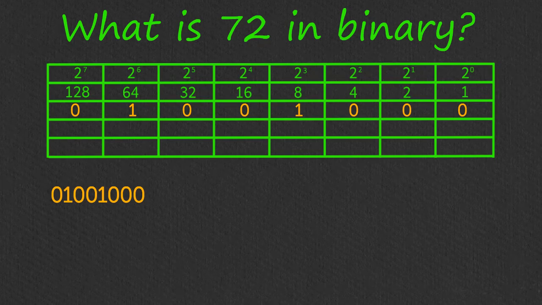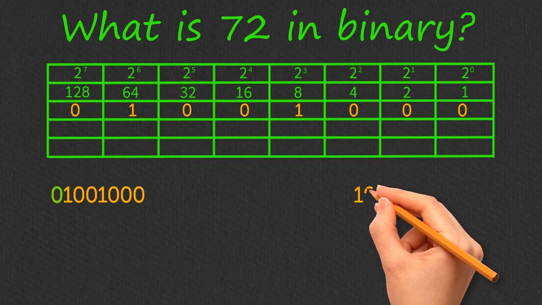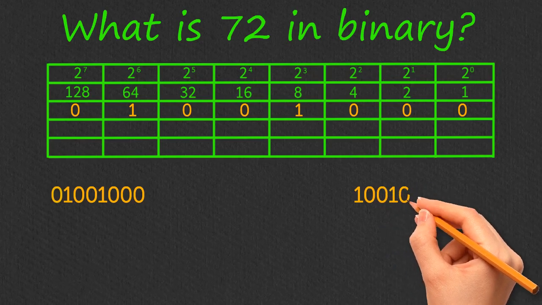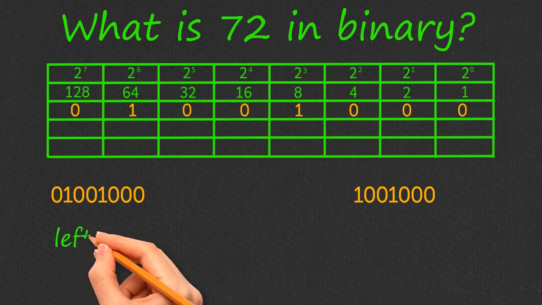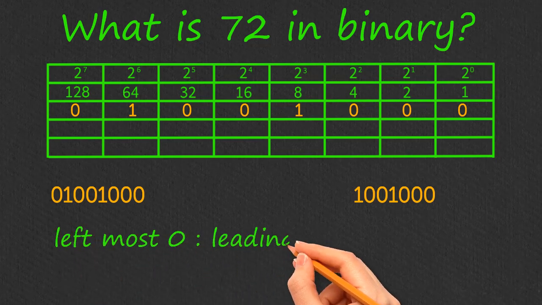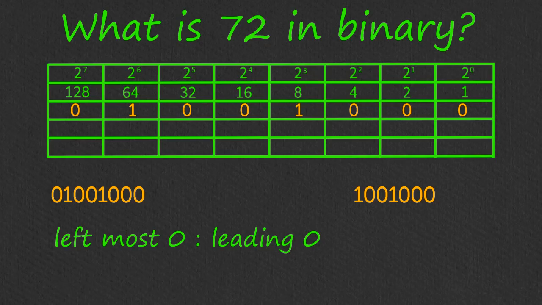Now let me ask you a question. Do we need the very first zero on the left-hand side, the leftmost digit? What happens if we leave it out and write 1001000? Actually, nothing happened. A leftmost zero digit is called a leading zero, and in this specific scenario, this digit does not contribute to anything in our number and can be left out without changing the binary number.